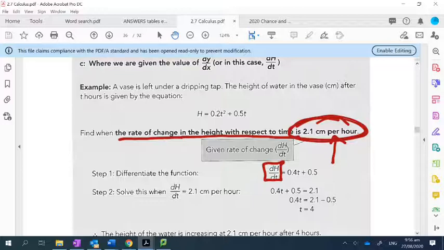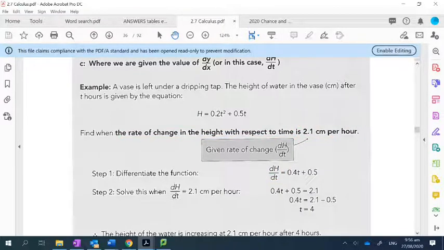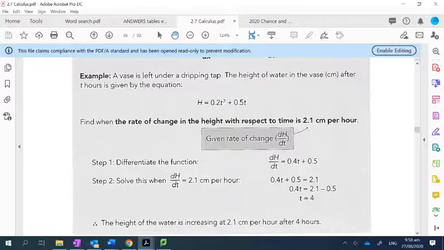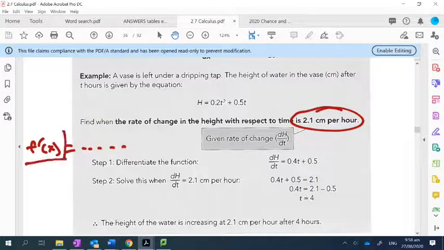The gradient. So let me clear my marks here so that we can see what's going on. You've done this one before. It's just, again, a matter of what do you know. We know the rate of change, and we know that the rate of change is the derivative of the function. That's this bit. So in place of that bit, I'm simply going to put my 2.1.